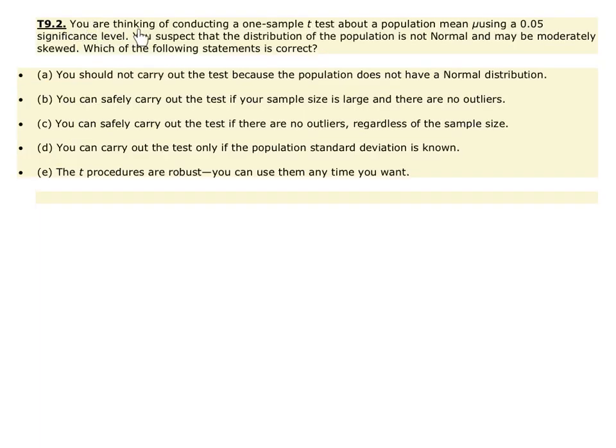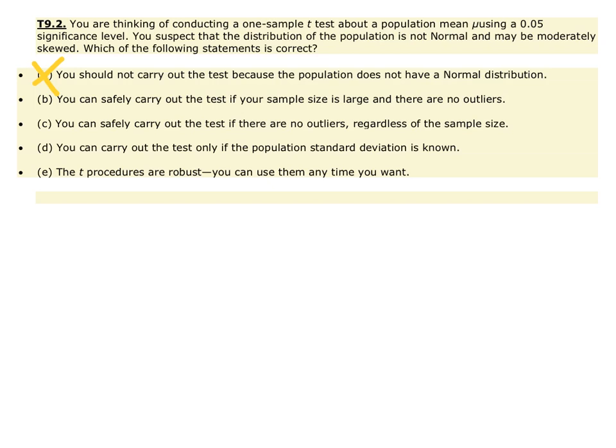Number 2, you are thinking of conducting a one-sample t-test about a population mean using mu, a 0.05 significance level. You suspect that the distribution of the population is not normal and may be moderately skewed. Which of the following statements is correct? Now, for letter A, it says you do not carry out the test because the population does not have a normal distribution. That is not necessarily true. We know that if the population is normal in the situation, we're fine. If it's not, then we need to either check the central limit theorem because this is a means, or if it's less than 30, then we have to graph it out and look for strong skewness and possible outliers.